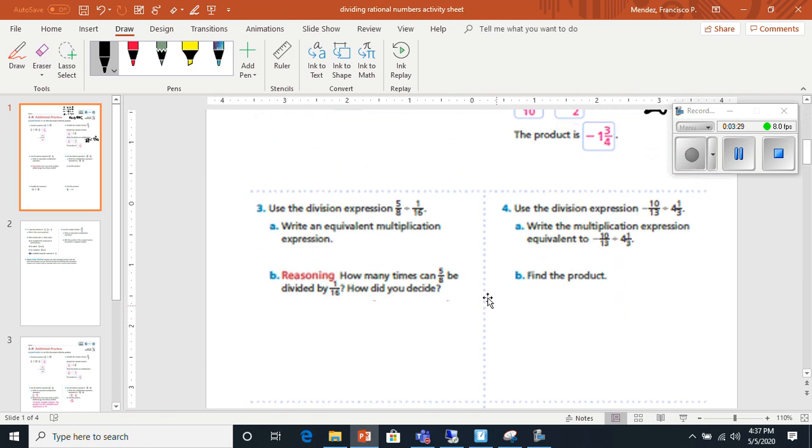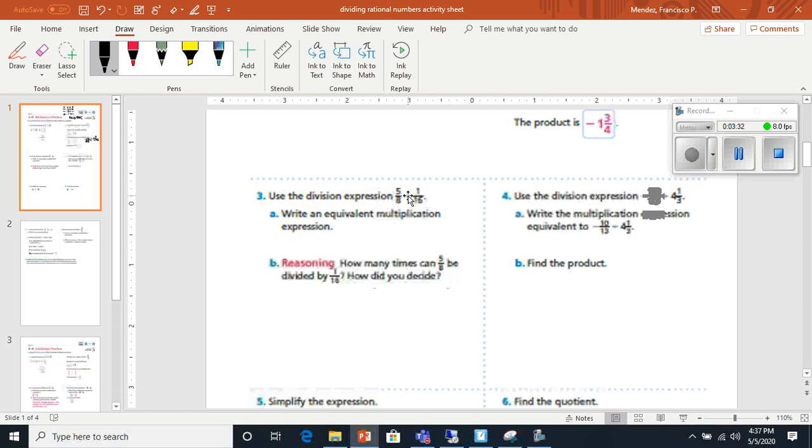We're down now to number 3. Use the division expression 5 over 8 divided by 1/6. Write the equivalent multiplication expression. Well, that's going to be 5 over 8 times, you guessed it, 6 over 1. Remember, we flipped that second one. Now reasoning, how many times can 5 over 8 be divided by 1 over 6? Well, let's think about this. 5 times 6, that's going to give us 30, and 8 times 1 is 8. 30 divided by 8 is 3 and 3/4. So that means I can divide it 3 and 3/4 times. The product of the multiplication expression is 3 and 3/4.